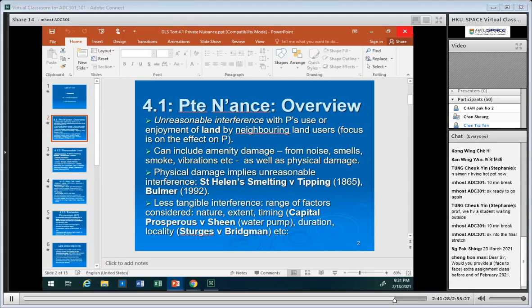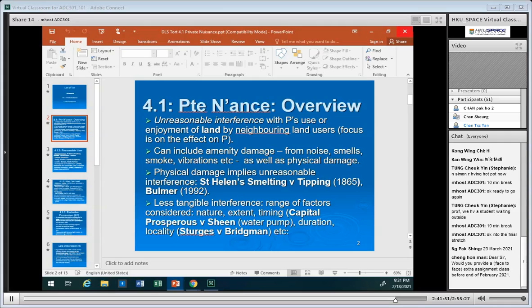So, was this unreasonable interference? And the court looked at a range of factors, particularly the timing of the interference. And they decided, was this unreasonable interference? And the court said it was not unreasonable timing. Why not? Because Hong Kong people go to bed late and they have showers late.